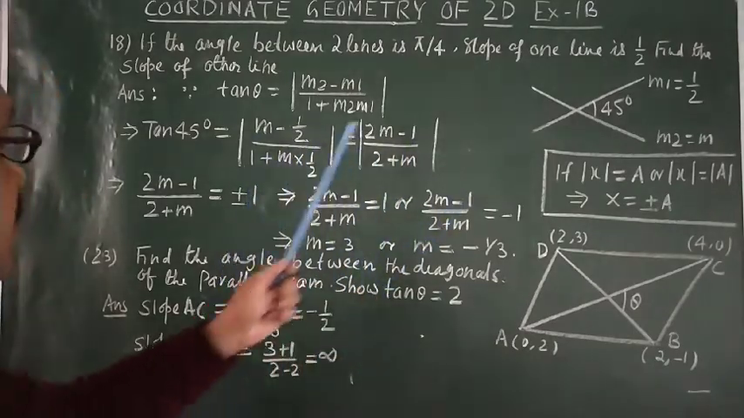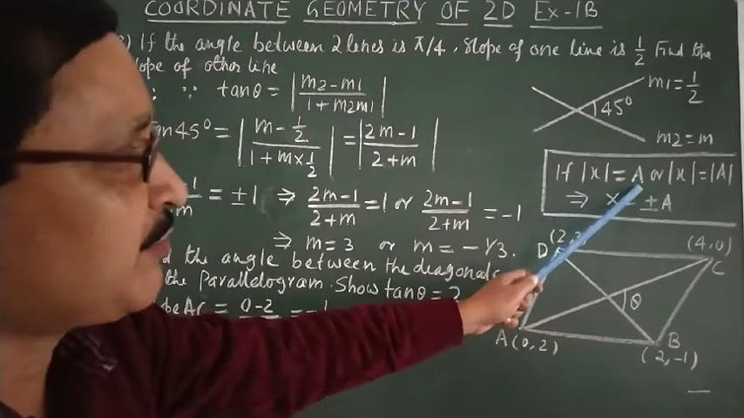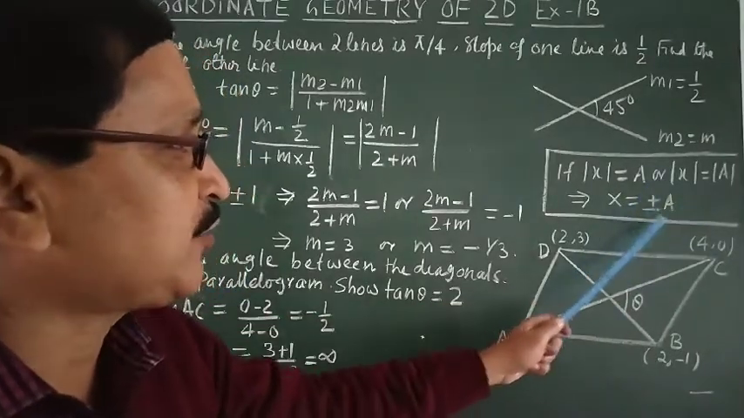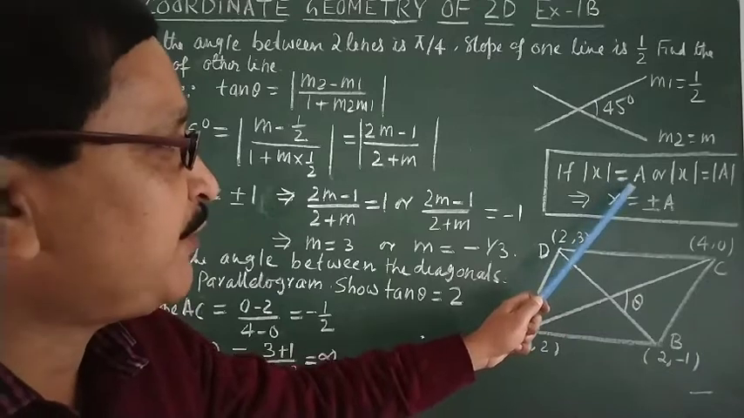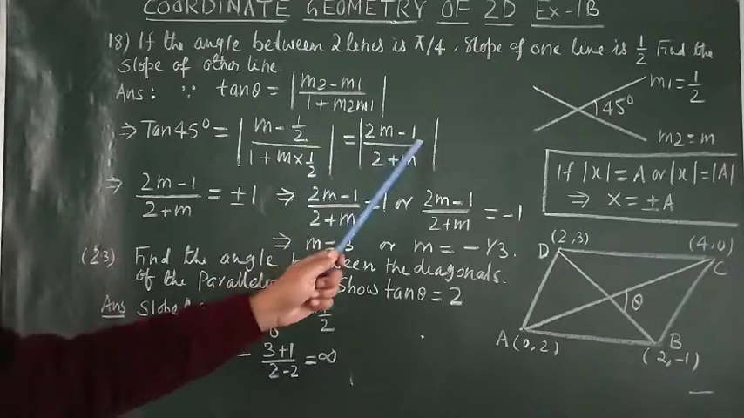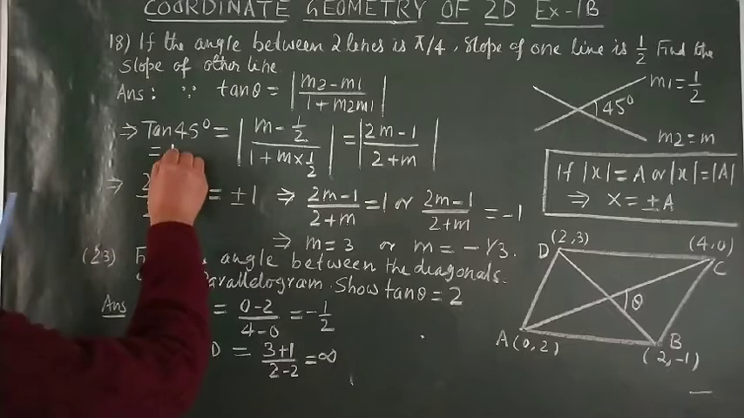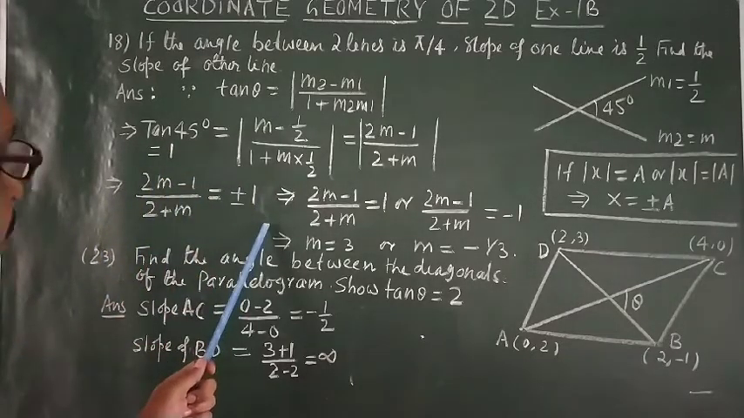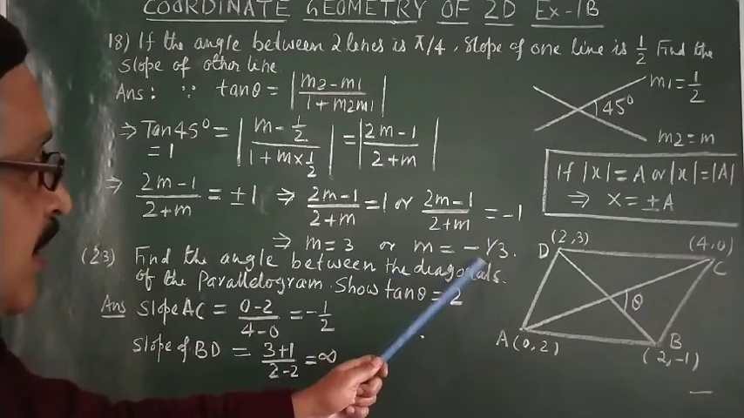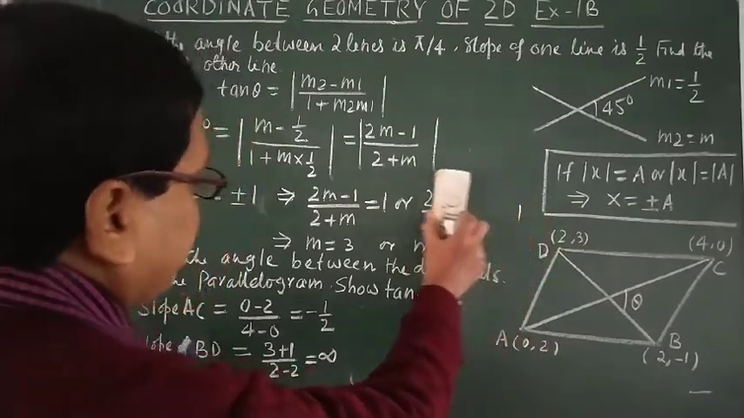Now how to remove the absolute value sign? See this rule: if modulus of x is equal to a, then x is equal to plus minus a. The constant will be taken as plus minus a and the modulus will be removed. Similarly, this modulus is removed, and the value of tan 45 is 1, which becomes plus minus 1. One is positive, one is negative, and we get two values of the slope, m equal to 3 and m equal to minus 1 by 3. So these are the two values of the slope.